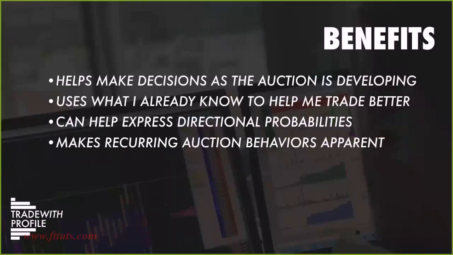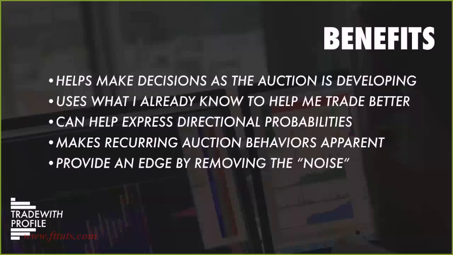It also makes reoccurring auction behaviors apparent. One of the things that we look at as profiling traders is what we call day types and open types. They're actually repeating observable structures that occur over and over again. And once you know how to identify them, you go, oh, yep, that's going to be this. So that means that this is most likely going to happen, and I will do this when that happens, right? Very, very helpful.